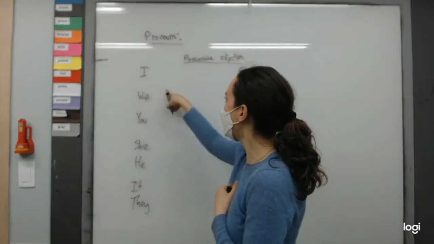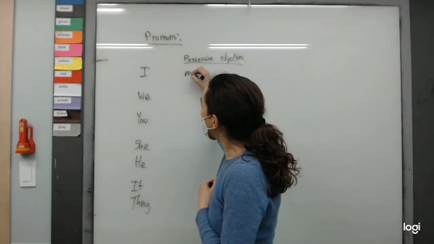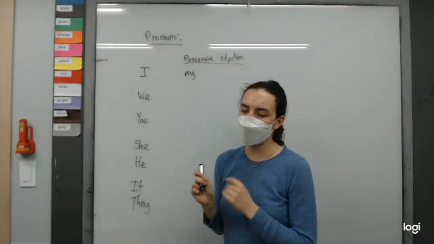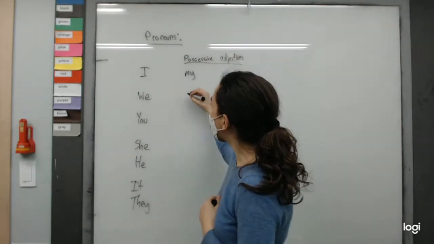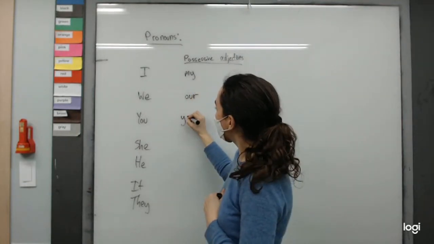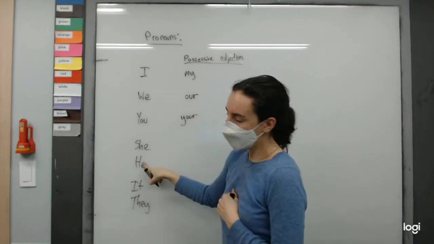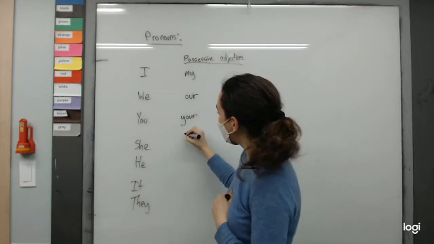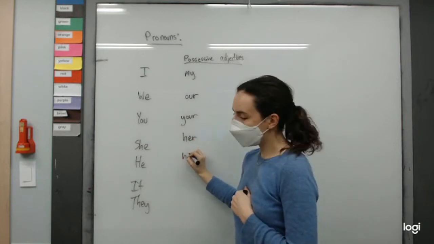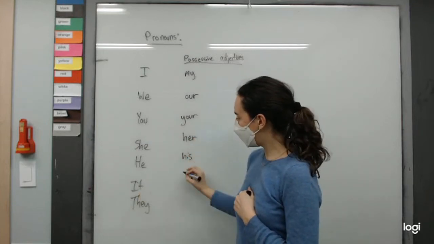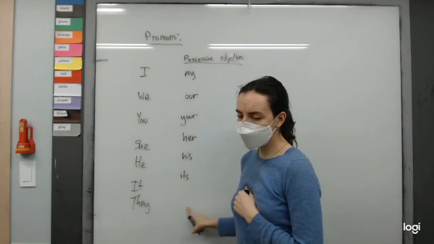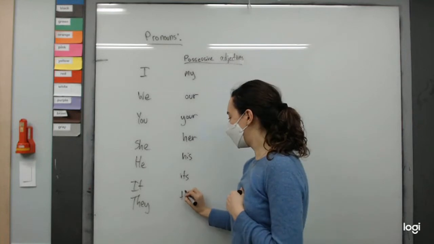So we have I, possessive adjective, my. This is Madeline teacher's marker, so I can say it is my marker. We, possessive adjective, our. You, possessive adjective, your. She, possessive adjective, her. He, his. It, its, no apostrophe. And they, their.